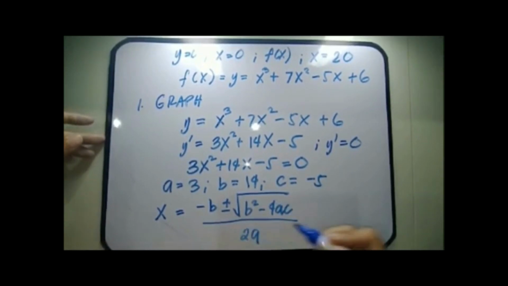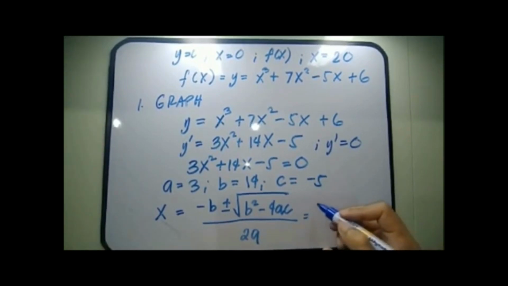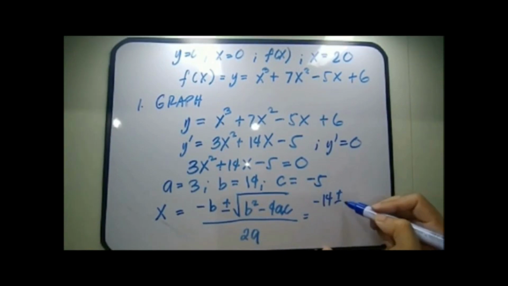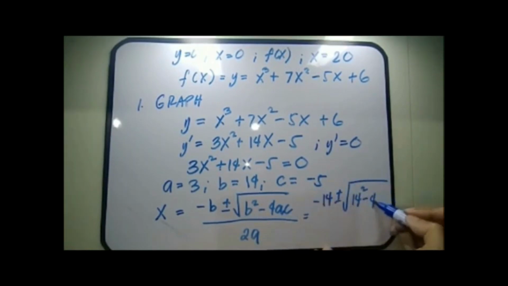Now just substitute all those variables. We have here negative b, that is negative 14 plus or minus the square root of b squared minus 4ac. So a is 3 and c is negative 5. So 4 times 3 times negative 5, all over 2 times 3. So that is 6. Now just simplify this, or you can use your mode equation.